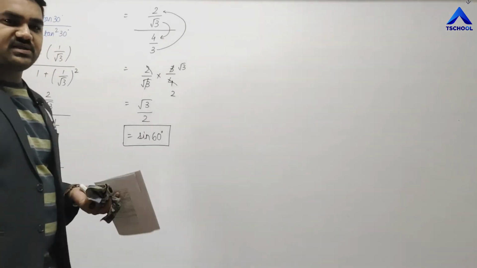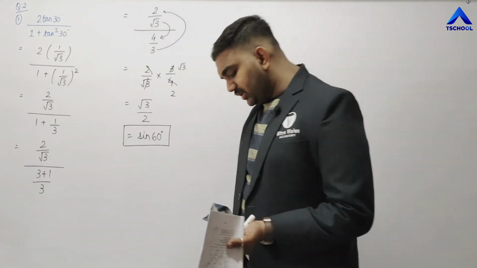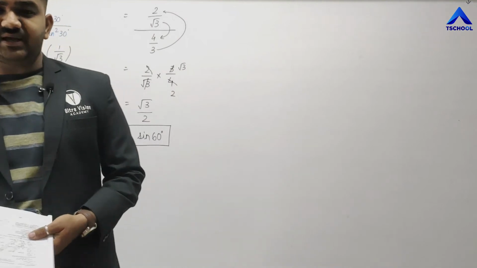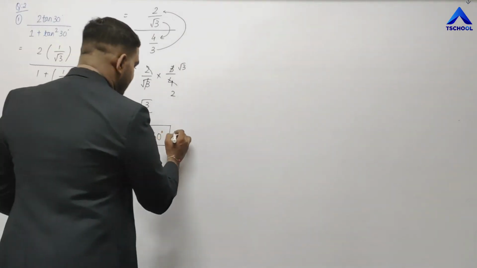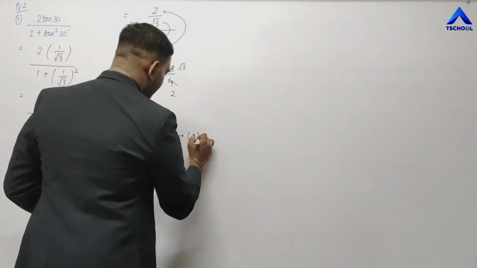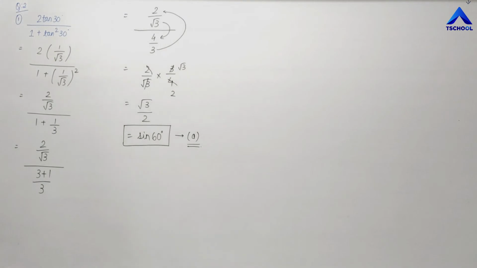Cos 60. Cos 60 is 1 by 2. Tan 60. Tan 60 is root 3. And the fourth option is sin 30. Sin 30 is again 1 by 2. So your answer is sin 60, option A. Okay. So that is how the simplification works.